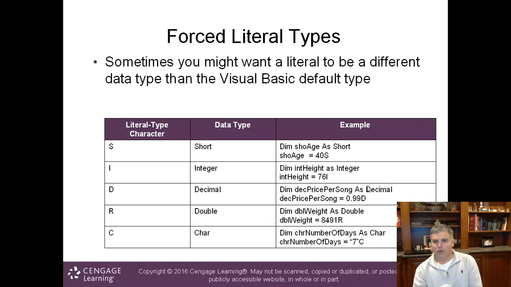Sometimes you might want a literal to be a different data type than the VB default type. So in that case, use a literal type character on the declaration. So if we wanted to force this variable to be a short, you just put an S after the literal. Same with integers, you can put an I there. Decimals, you put a D. Doubles are R. I have no idea why you would make a double an R, but that's what it is. And a character is a C.